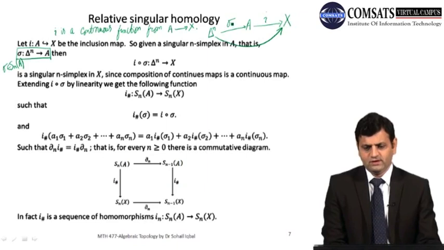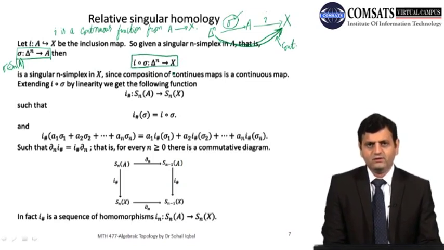Because sigma is continuous and I is continuous, their composition is continuous, so we have a continuous map from delta n to X. So corresponding to every singular n simplex inside A, there is a singular n simplex inside X. In other words, given sigma, I composition sigma gives me a singular n simplex inside X. So give me a singular n simplex in A, and I will give you a singular n simplex in X.